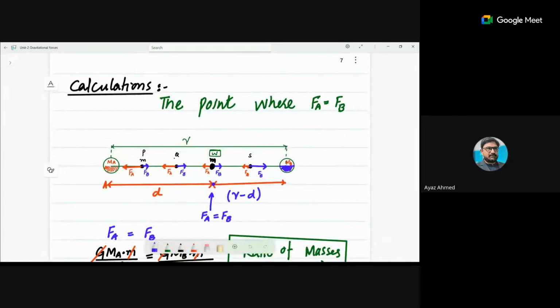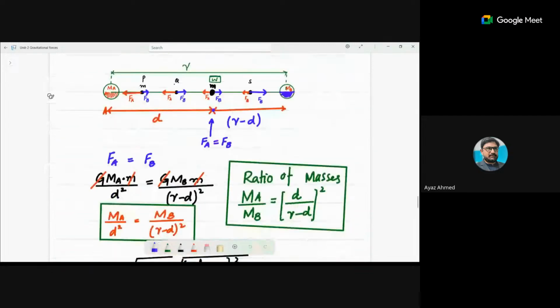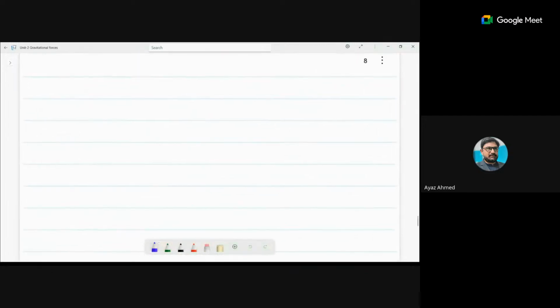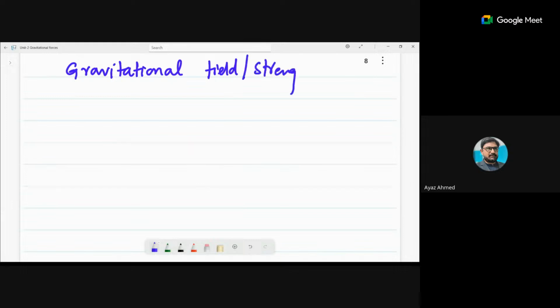So the last topic discussion was gravitational force, and today we are going to discuss gravitational field, gravitational field strength, and gravitational potential. When we talk about these, we have to consider some points, and by that we will move forward. So let's start with gravitational field.